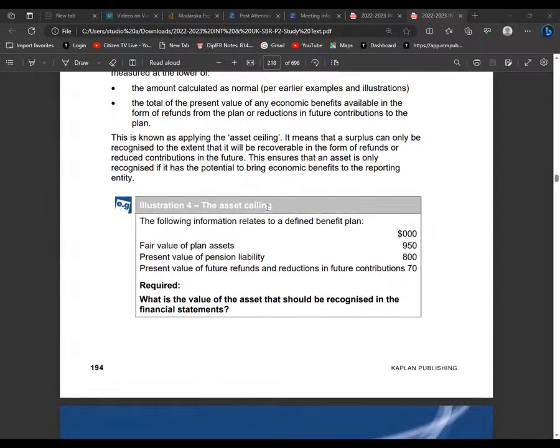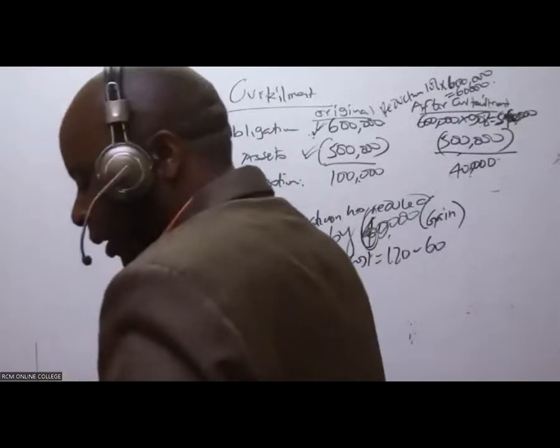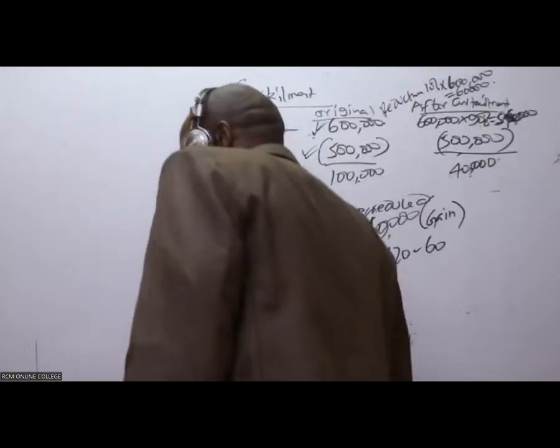The following information relates to a defined benefit plan. I can see the fair value of plan assets, and I can see the present value of the pension liability. The present value of future refunds and reductions in future contributions is 70. What is the value of the asset that should be recognized in the financial statements? Great. So I will do this as a normal thing, the way I normally start. Come and give us, ladies and gentlemen, the plan obligation.